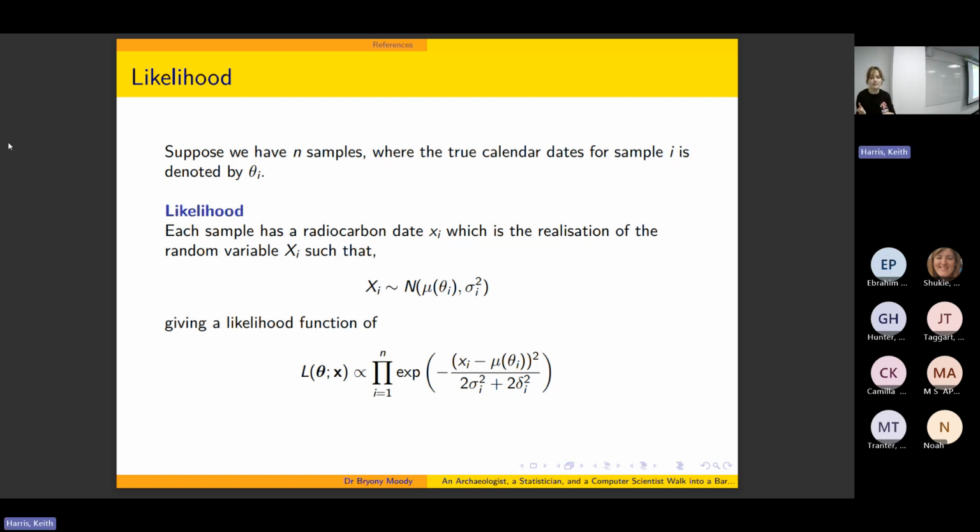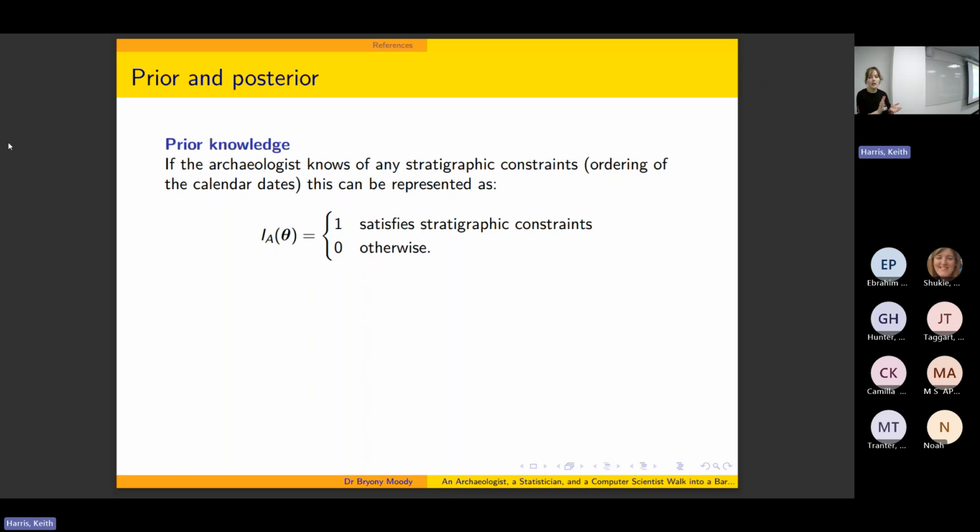And then your xi is the estimate that is given to you by the lab for that particular sample. So if you've got multiple dates that you want to approximate the true calendar ages for, it's nice and easy. They're just treated as independent distributions, and then you just take the product of them all, and that gets you the joint likelihood that you need. Okay, so the prior knowledge.